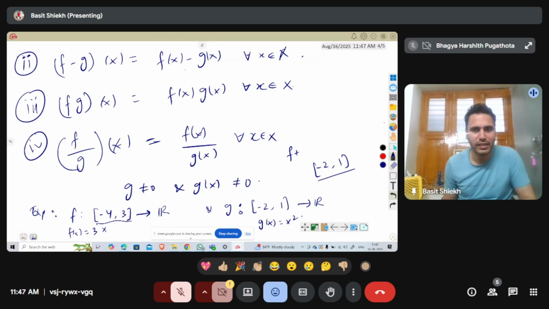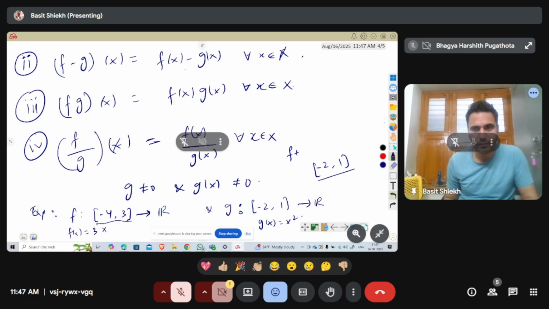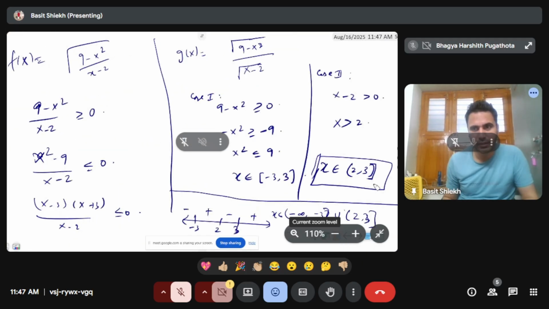And on them, we can define their addition, their subtraction, their multiplication, their division. And also, for division, we have to remove 0. Then we can define. Is this clear? I hope this is clear.